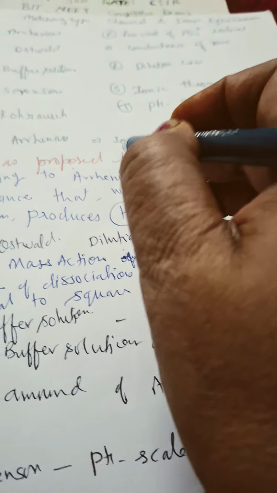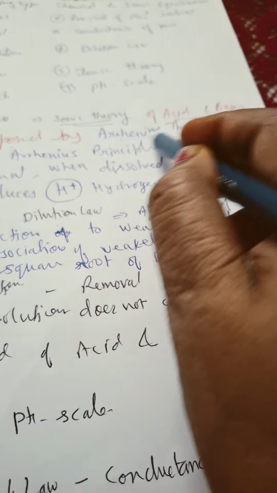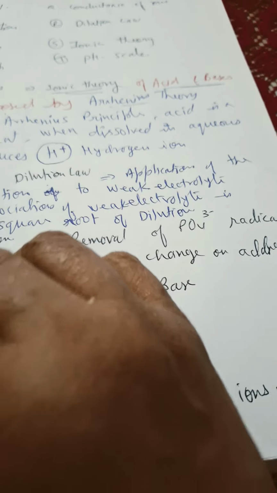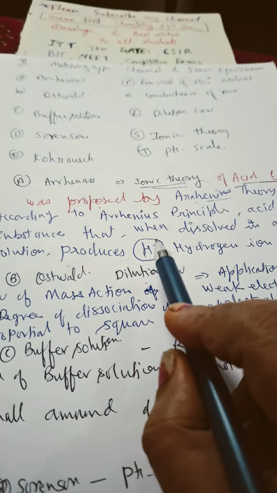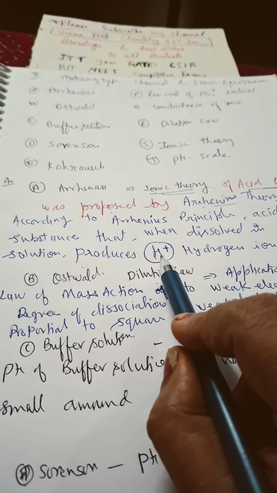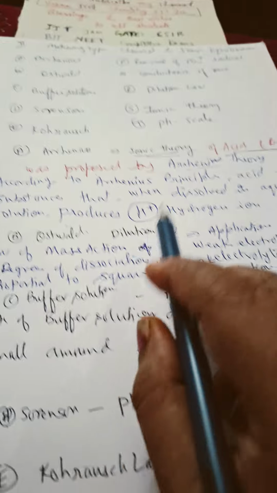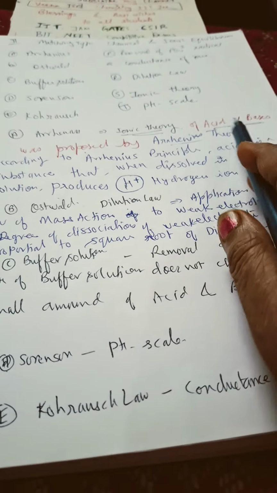So first we'll go for Arrhenius. Arrhenius goes for ionic theory. It gives the ionic theory of acid and base. This is the scientist who said that acid in aqueous medium releases H positive. Acids are those substances which give H positive ions in aqueous medium, so that is called acid. So Arrhenius gave this ionic theory of acid and base.